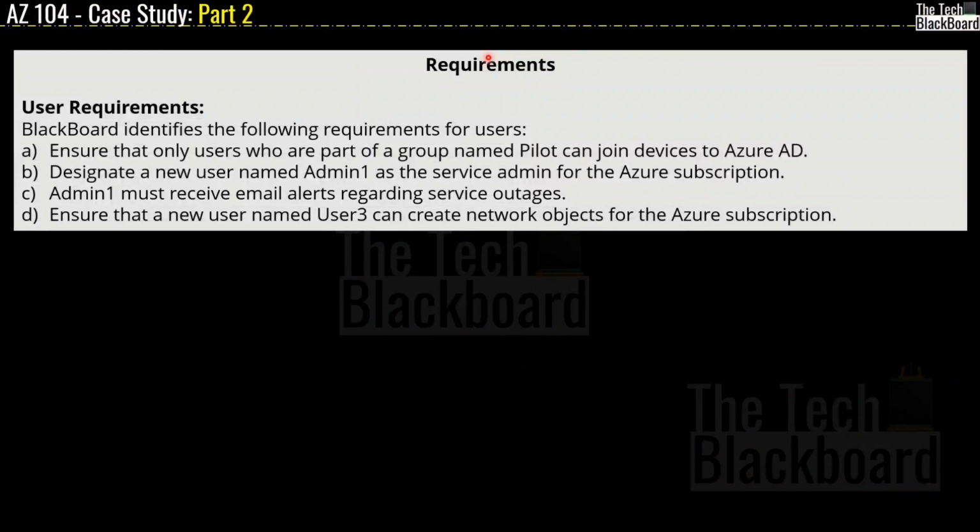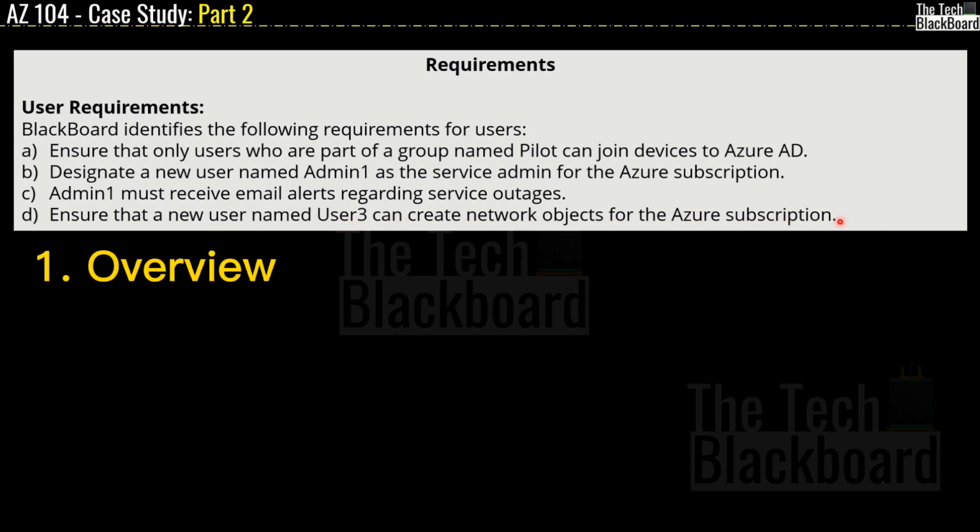There is one more type of requirements, and that is user requirements. It says that Blackboard identifies the following requirements for the users. The first one is ensure that only users who are part of a group named Pilot can join devices to Azure AD. The second one is designate a new user named Admin1 as the service admin for the Azure subscription. The third one given is Admin1 must receive email alerts regarding service outages. And the fourth one is ensure that a new user named User3 can create network objects for the Azure subscription. So those were all the details given in the case study.